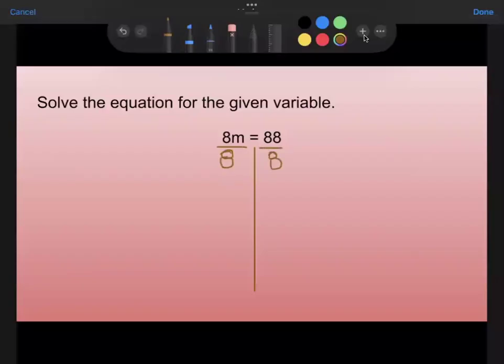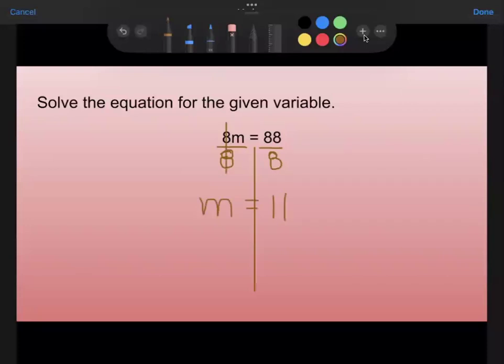Now what happens here is on the left side with the variable, 8 divided by 8 is 1, and 1 times m is just m. So we're going to just cancel those out, leaving us with just m over here. And then 88 divided by 8 would be 11. So we think that m equals 11.